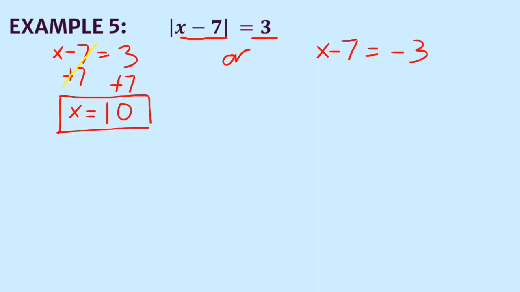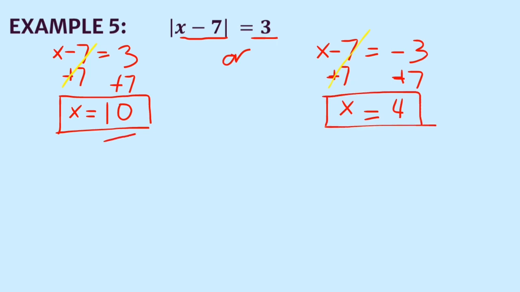What about the second statement? Again, same process. We have to add 7. And this will be canceled out. And we are left with what? x. Now, what is negative 3 plus 7? It is positive 4. Now, let's do some checking to check if 10 and 4 are our solution set.